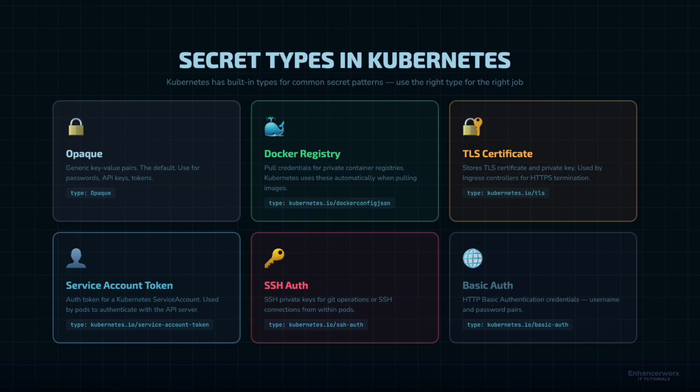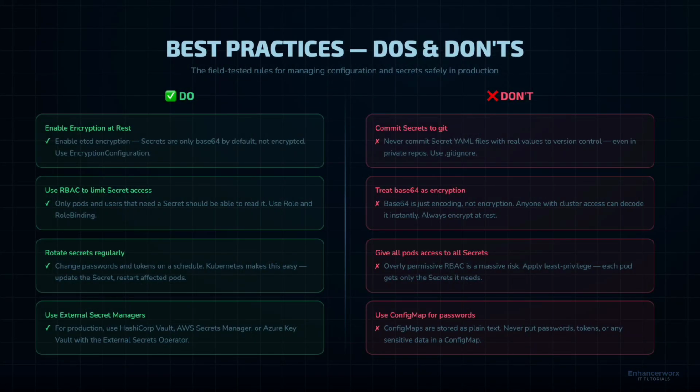Here are the field-tested rules every production engineer follows. Enable encryption at rest. Without it, your secrets are just base64. Use RBAC to restrict secret access per pod. Rotate secrets regularly. And use external secret managers in production. On the don'ts, never commit secret YAML files with real values to Git. Never treat base64 as encryption. Never give all pods access to all secrets.